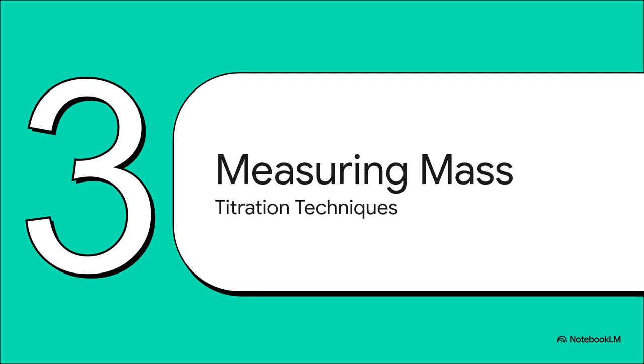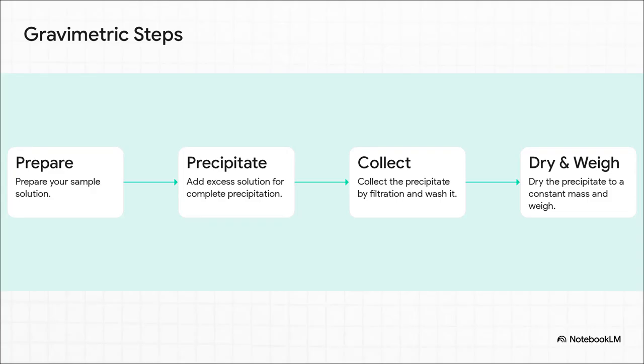Okay, moving to Section 3, measuring mass and titration techniques. So we know who the culprit is. Now we have to transition from qualitative to quantitative analysis to find out exactly how much of it is in there. Welcome to gravimetric analysis. This is a procedure where we quite literally weigh the solid evidence to calculate the exact amount of impurities.